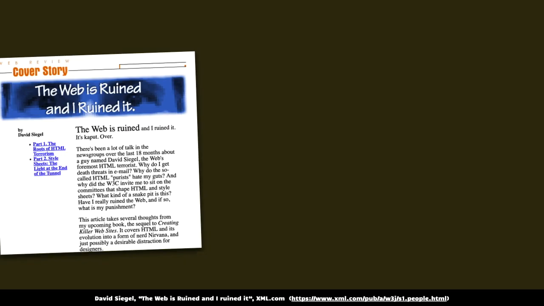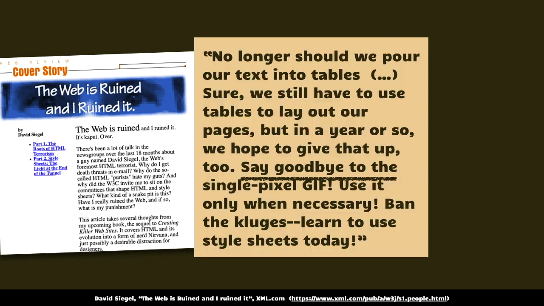Now at this time, CSS was really ready to rule the web, and the inventor of the spacer GIF, David Siegel, wrote a post in which he argues we should say goodbye to the single pixel GIF. We should no longer put our text into tables. We can use tables to lay out our pages, but in a year or so, we should be able to give that up. He's urging people to learn to use style sheets today. There were a lot of people arguing at the time that CSS was ready to do your style on the web. We could stop using tables and we could really start using CSS.